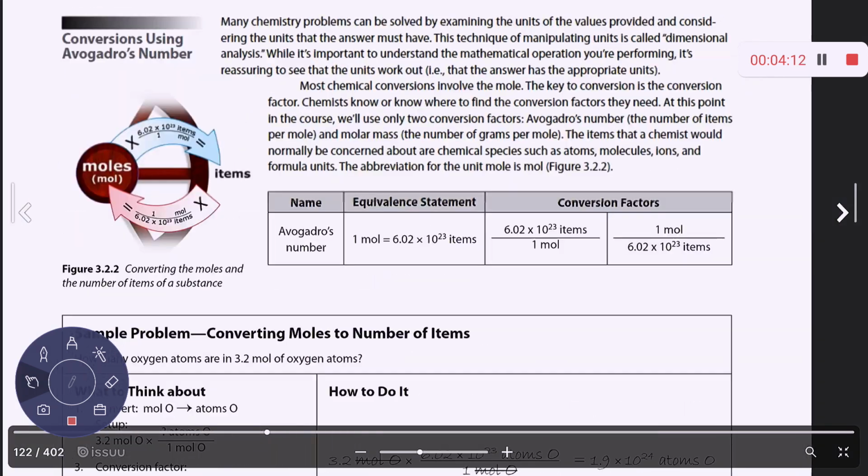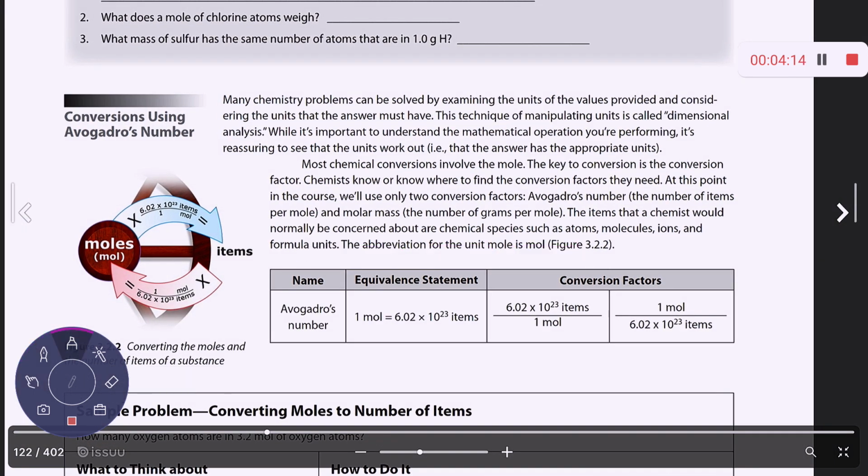So what we're going to take a look at first is doing conversions between moles and items or things, atoms, molecules, formula units, etc. And in order to do that, we need to use 6.02 times 10 to the 23rd. So if I'm converting moles to items, we would use this fraction, which I will be writing out repeatedly, to do it. If we're converting things or items to moles, then we would multiply by this fraction.